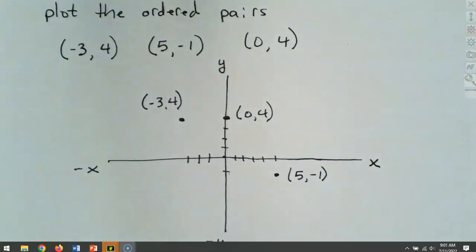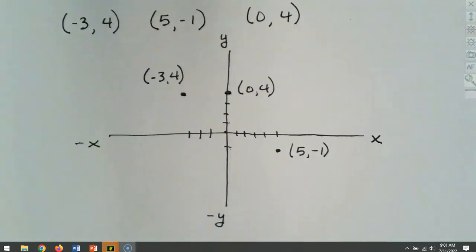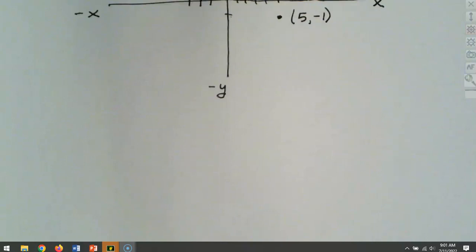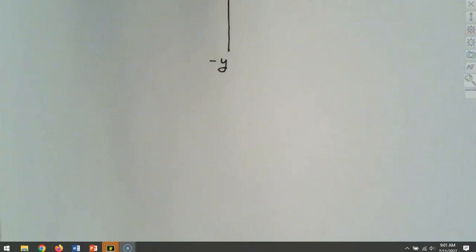So ordered pairs go x, y. Okay, and then when we look at our Cartesian plane, remember x goes left and right, y goes up and down, and x is always first. And so that's how we plot these ordered pairs. Now next, let's learn how to graph equations by filling in the missing parts of an ordered pair. And then we'll talk about the distance and the midpoint as well after that.